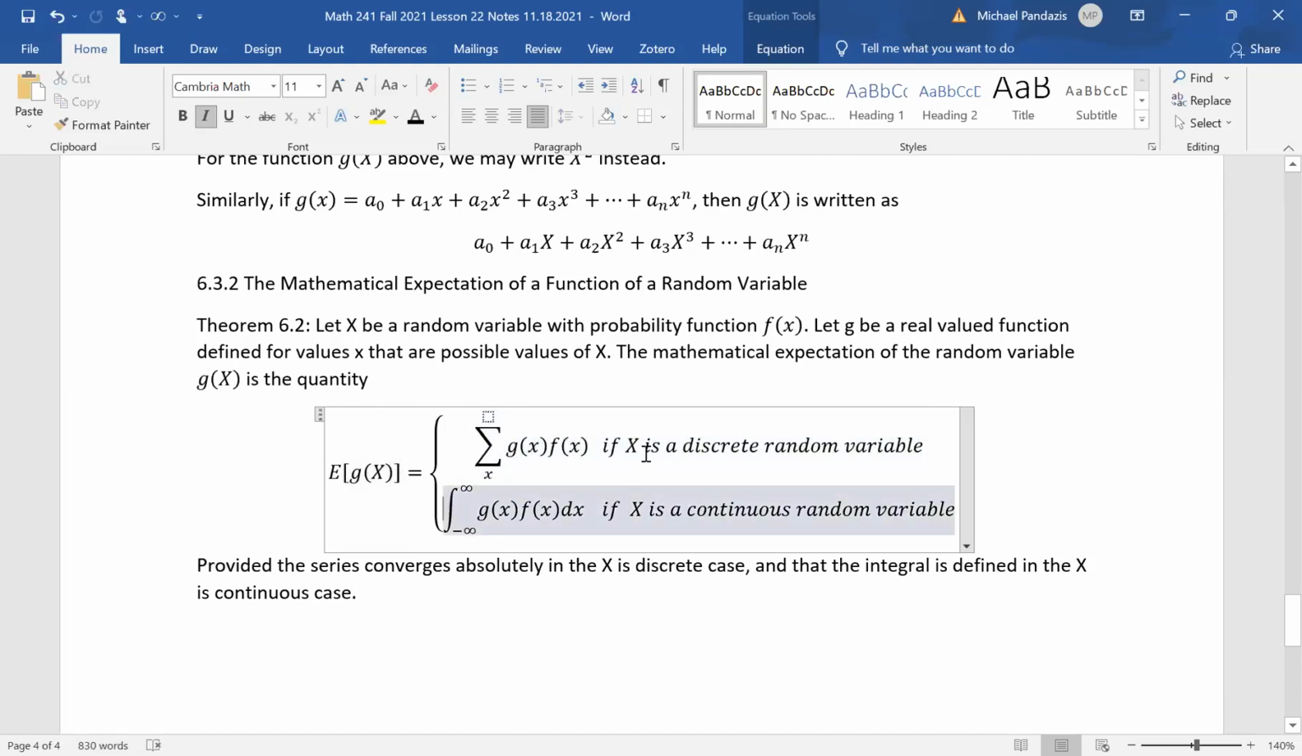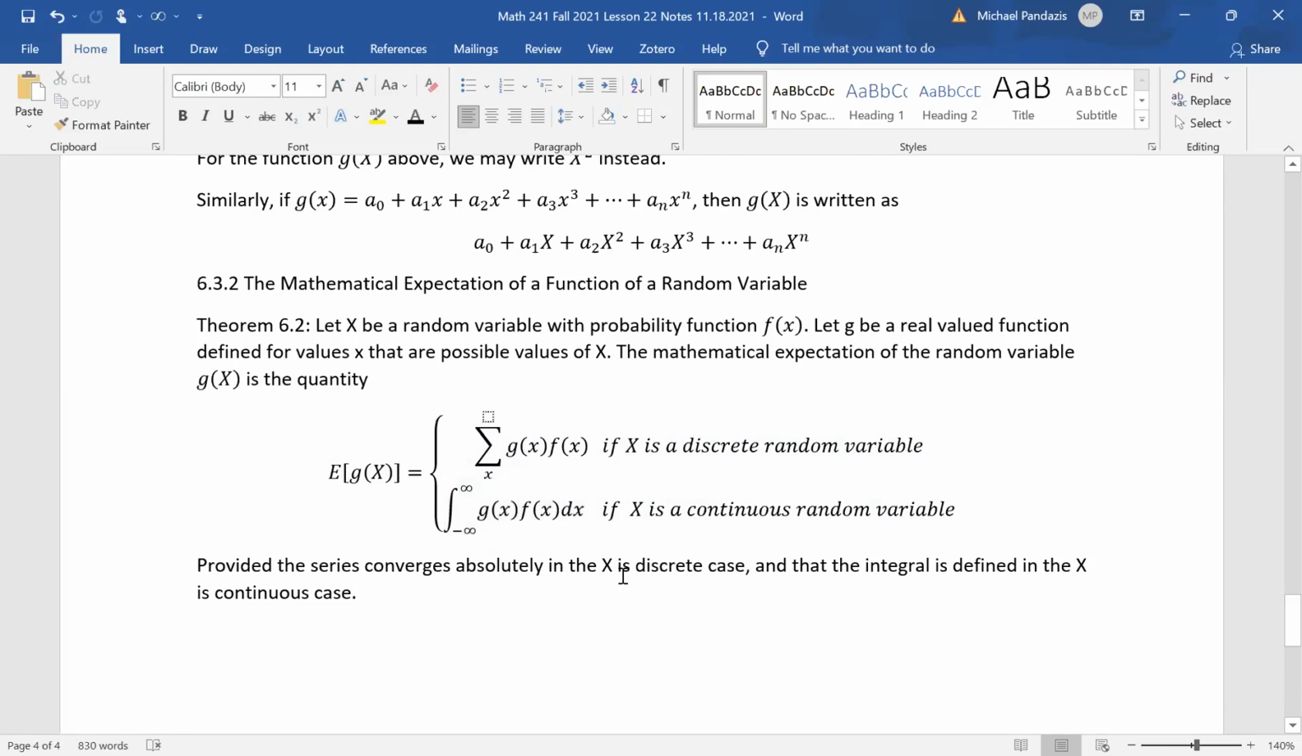Okay, and if X is a continuous random variable, you can talk about the expected value of g of X if this integral is defined. Okay, so if this integral is defined, if it's equal to some finite number, you could then say the expected value is equal to that integral, the value of that integral. Okay.